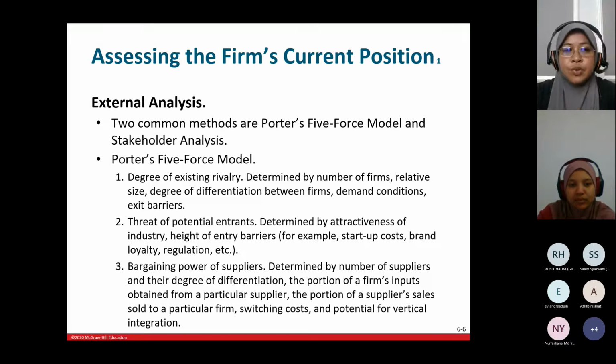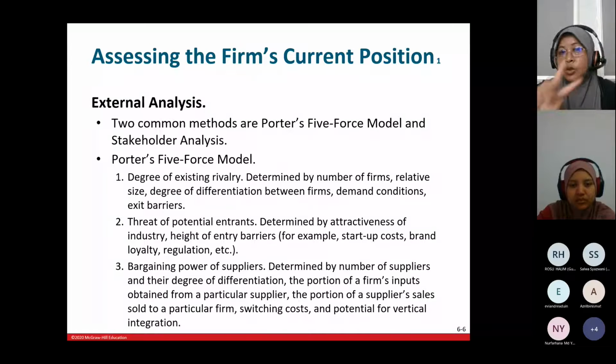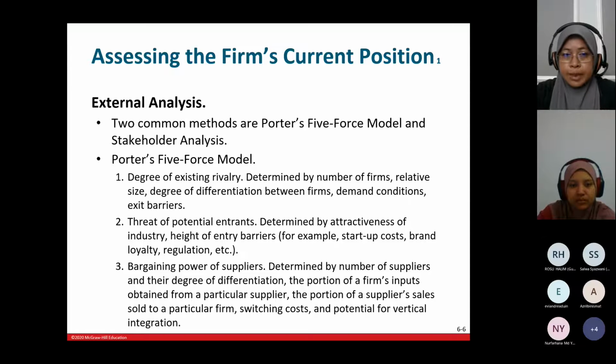Okay, we look at the first one, degree of existing rivalry. Rivalry means that we are looking at the competitors in the industry. There are 2 types of competitors. The first one is direct competitors. The second one is indirect competitors. It is determined by the number of firms, relative size, degree of differentiation between companies, demand conditions, and exit barriers.